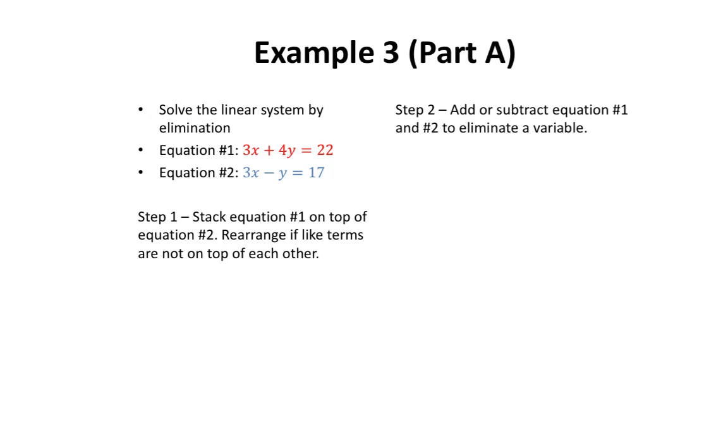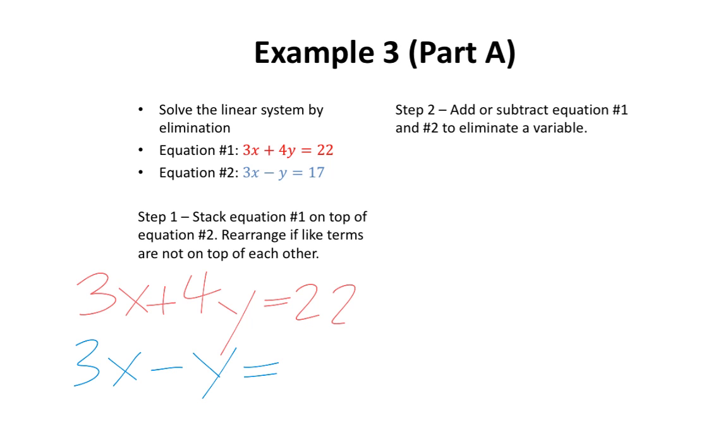In our third example, we want to solve the linear system by elimination. In our first step, we want to stack these equations on top of each other. And we want to rearrange if like terms are not on top of each other. So let's rewrite equation 1, which is 3x plus 4y equals 22. And let's rewrite equation 2, which is 3x minus y equals 17. Again, you'll notice that 3x and 3x, which are like terms, are on top of each other.